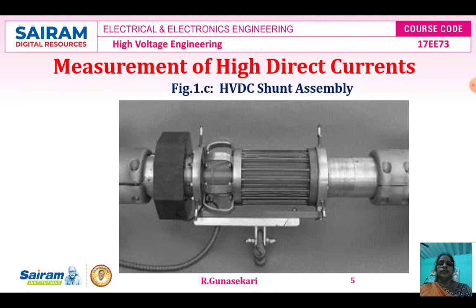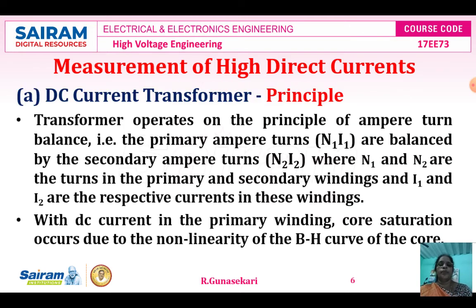Okay. Now we studied the theory portion. This is the image of a high voltage DC shunt assembly. Okay. Now the principle of the DC current transformer. This is the device which is used to measure the high direct current. This DC current transformer operates on the principle of ampere turn balance.